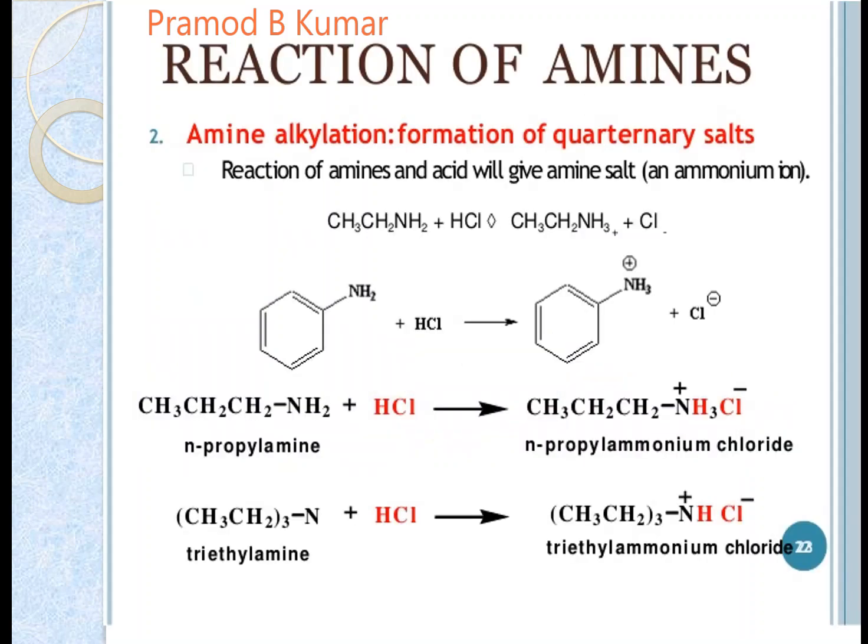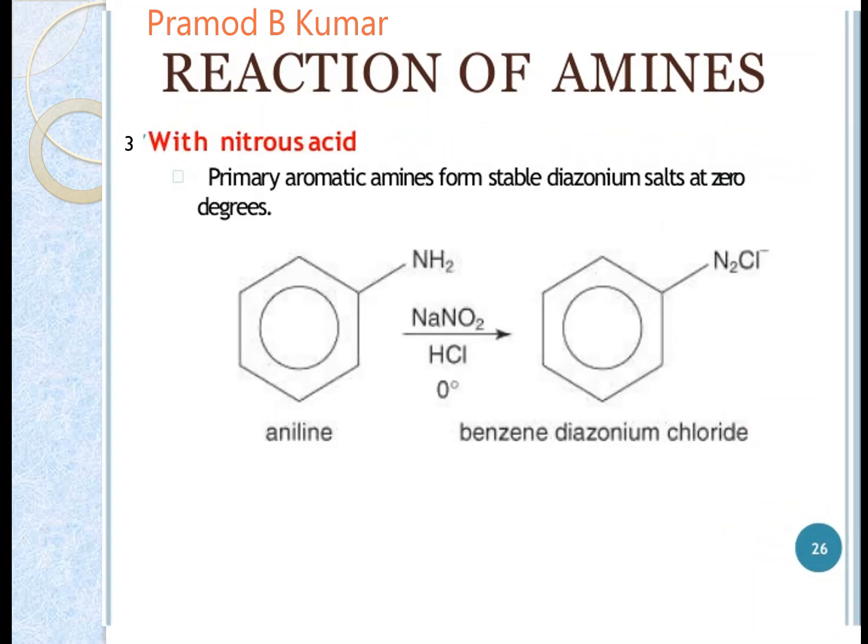Now next is alkylation of amine. When an amine is treated with hydrochloric acid, it forms an ammonium salt. The lone pair of electrons on the nitrogen will be involved to form the ammonium salt.